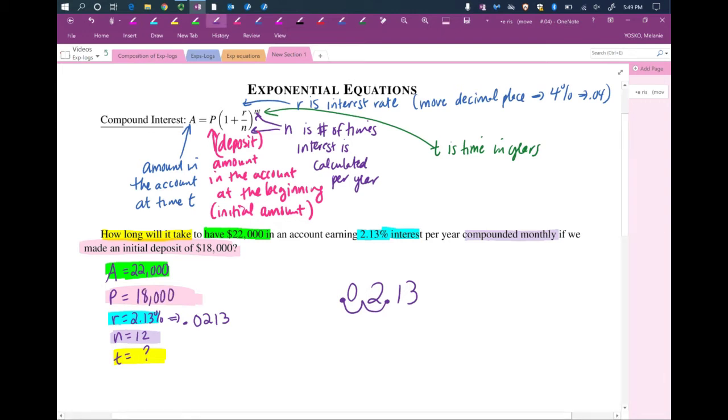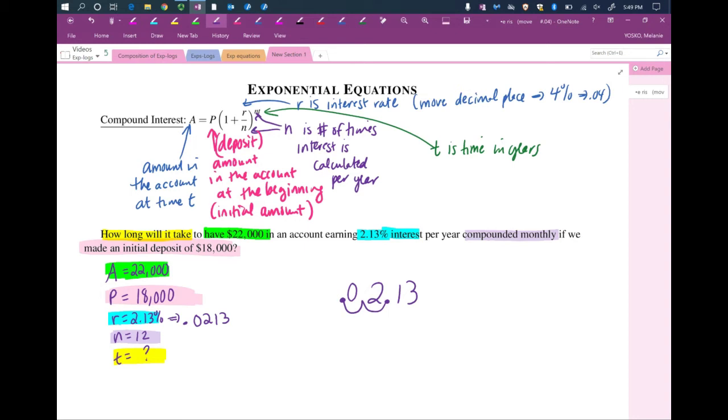So again, take just a moment and read it again one more time. How long will it take? So that's what I'm looking for. To have $22,000 in the account. That's how much I want in the future. And we're looking for how long it takes, looking for time.